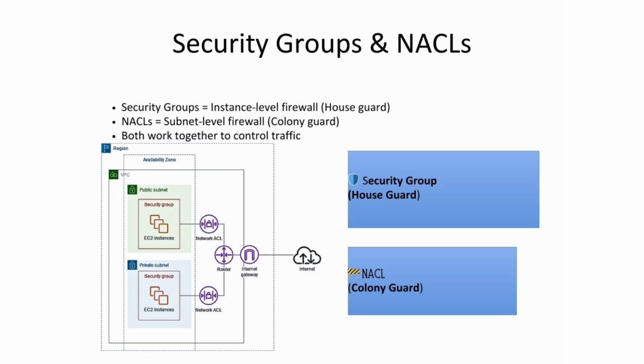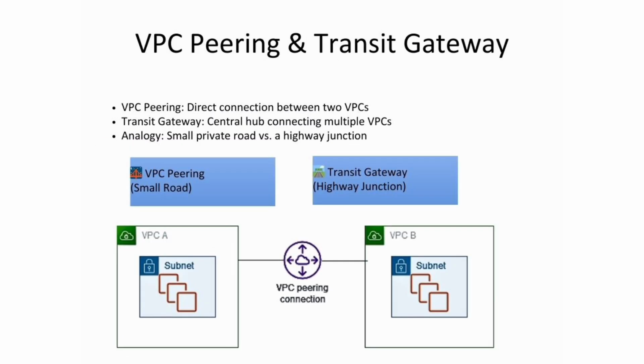Next, we go for VPC peering. VPC peering connects two VPCs directly so they can talk privately. Something funny and interesting, right? For example, a small private road connecting two colonies. That means a private road is there to connect two colonies. For example, your finance VPC can talk securely with your HR VPC without using the internet. That is what we are saying, a private road connecting two colonies.